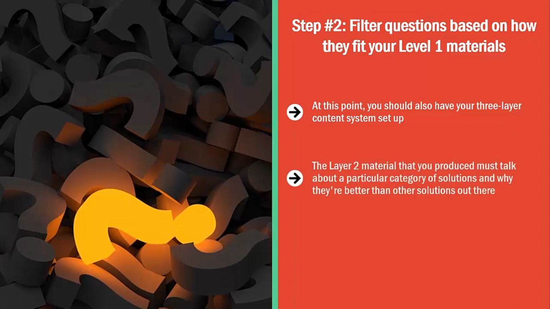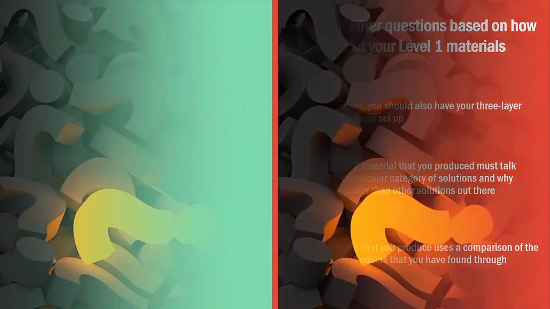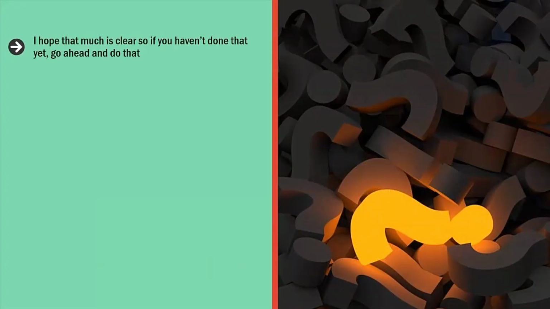The layer 2 material that you produce must talk about a particular category of solutions and why they're better than other solutions out there. The layer 3 that you produce uses a comparison of the different products that you have found through ClickBank. I hope that much is clear, so if you haven't done that yet, go ahead and do that. The key here is that your content must answer key questions that your audience members would have in mind when looking for solutions.